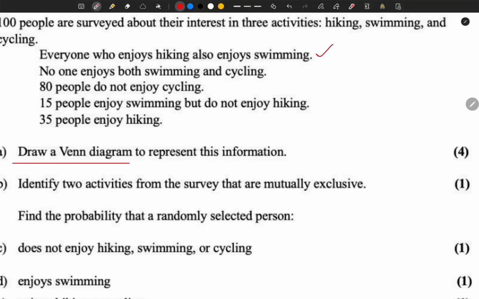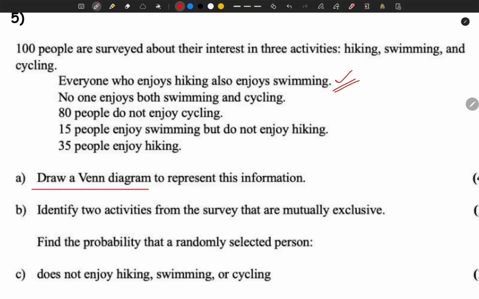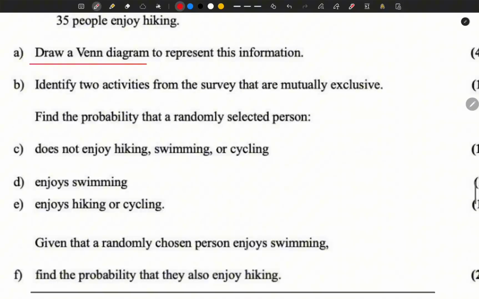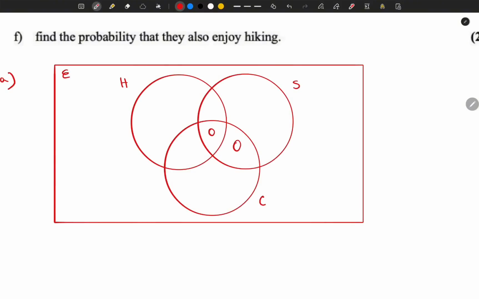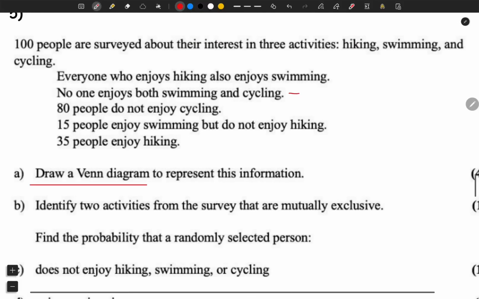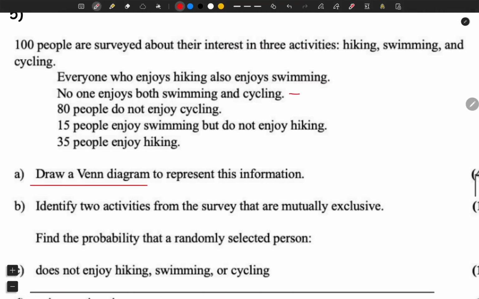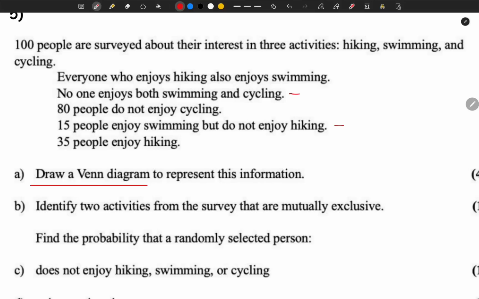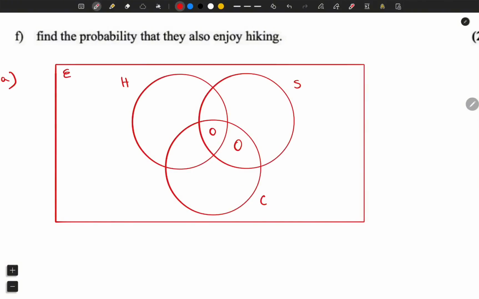So let's work with the first information. Everyone who enjoys hiking also enjoys swimming. Now we do not have an exact value for this, but if we look at the second information, that no one enjoys both swimming and cycling, it means that in this region it will be 0, and in this region it will be 0 also. Now 80 people do not enjoy cycling. Instead of working with that information, let's work with this information. 15 people enjoy swimming but do not enjoy hiking.